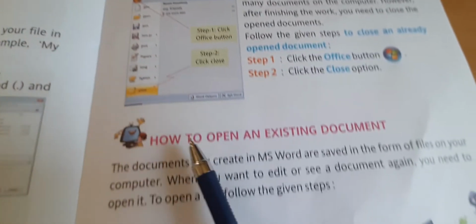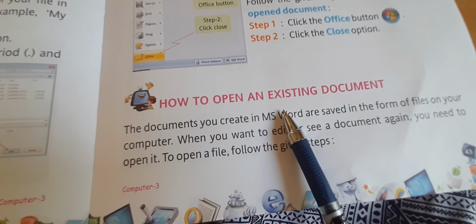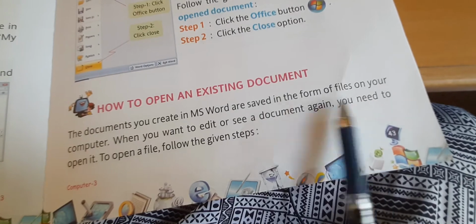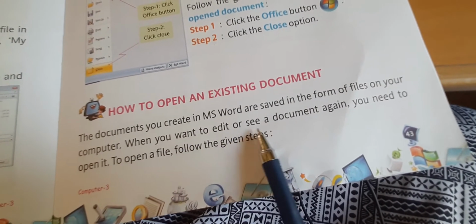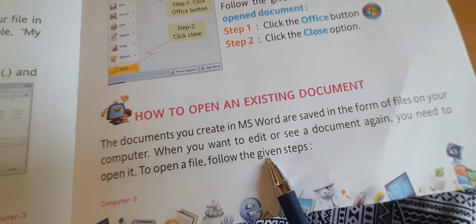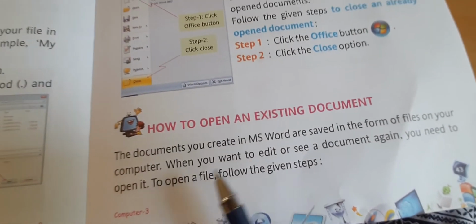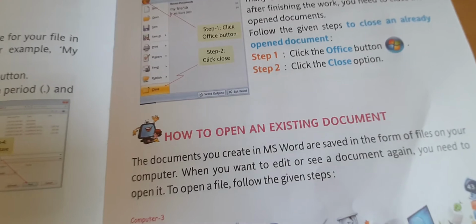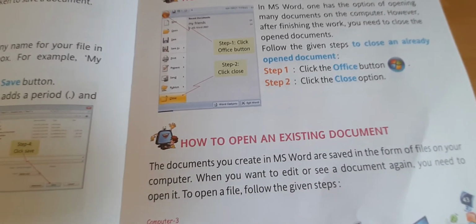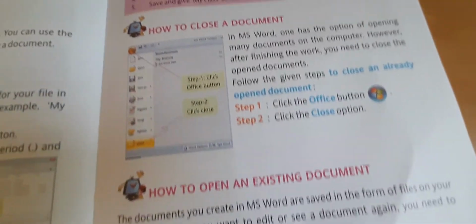Fine. Now how to open an existing document? The documents you create in MS Word are saved in form of files on your computer. When you want to edit or see a document again, you need to open it. To open a file, follow the given steps. So we need to open a file many times after creating for various reasons, and at that time which all steps we will follow, again we will see.